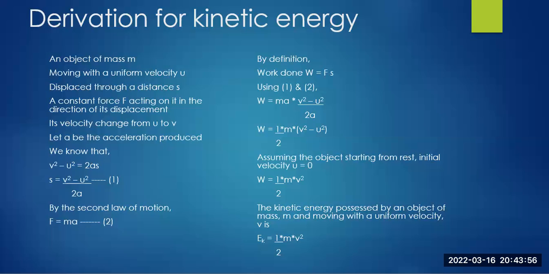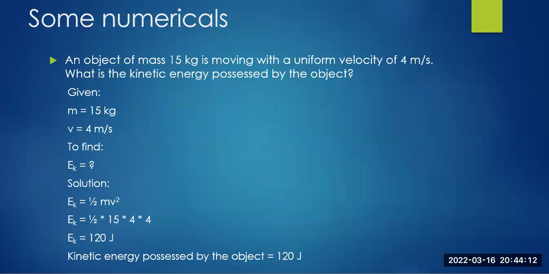Now we can state that the kinetic energy possessed by an object of mass m and moving with a uniform velocity v is given by Ek is equal to half mv square. So we have to use this formula to solve some of the numericals. Here we consider a couple of numericals.